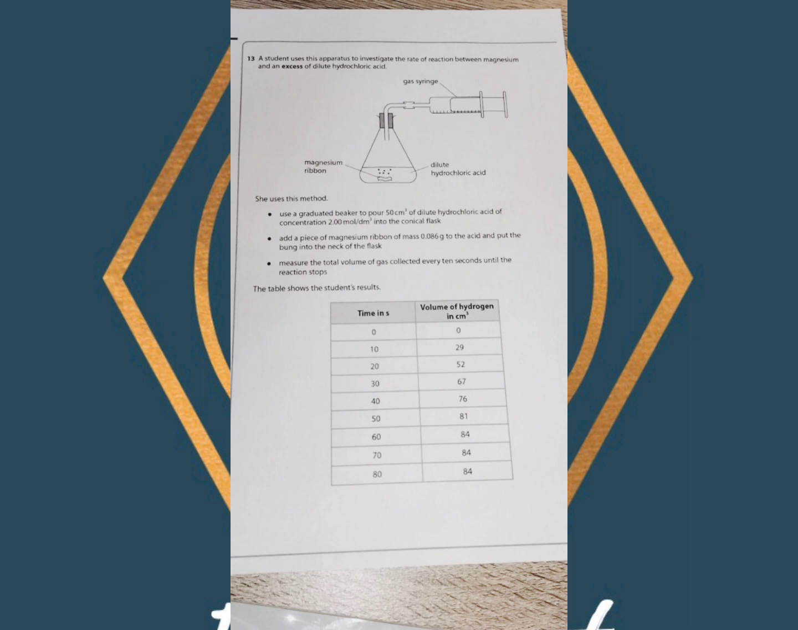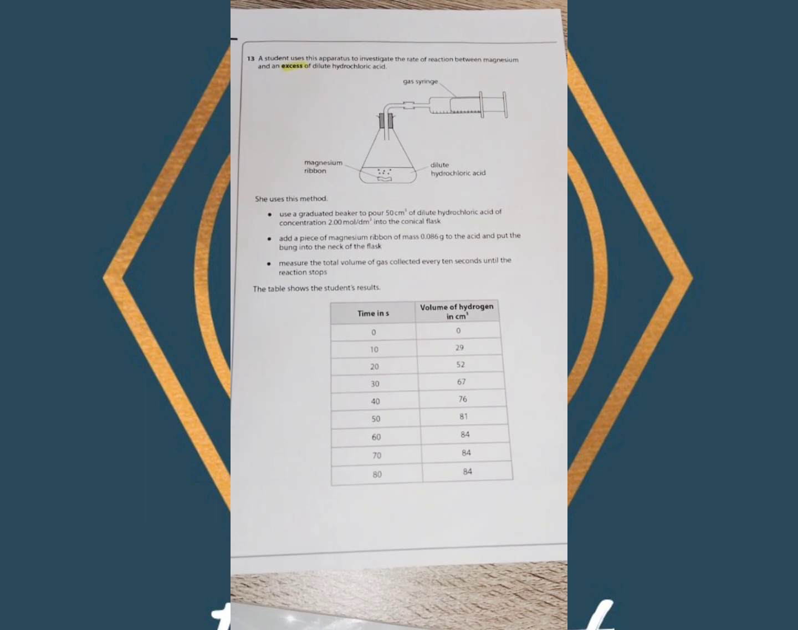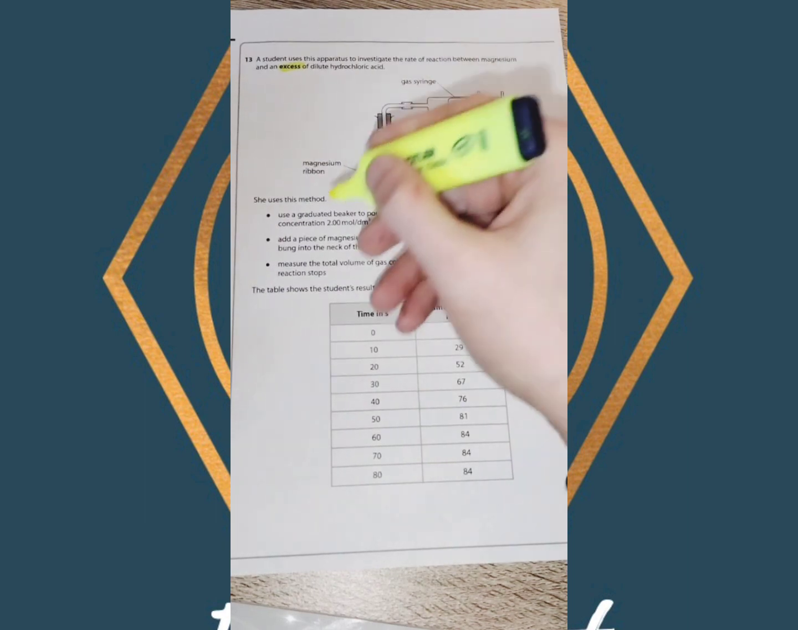A student uses the apparatus below to investigate the rate of reaction between magnesium and an excess, that's going to be important for later, of dilute hydrochloric acid. The method you use is as follows.